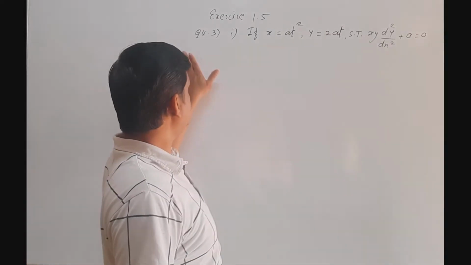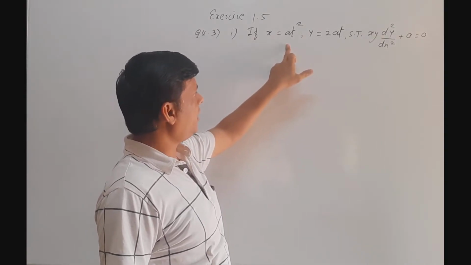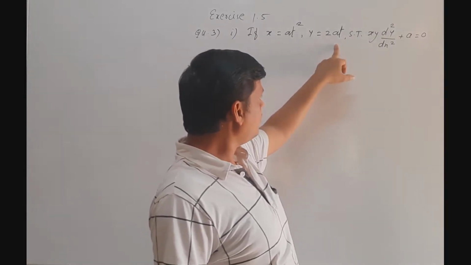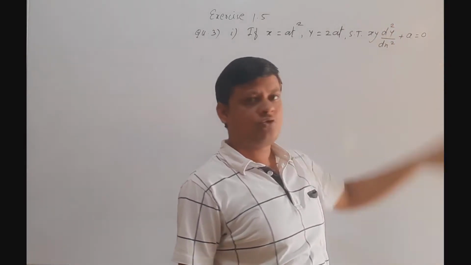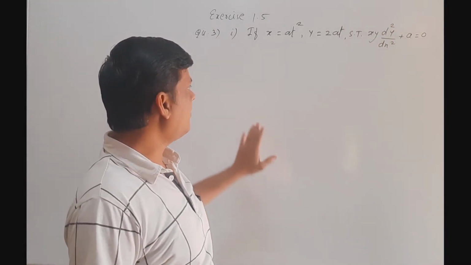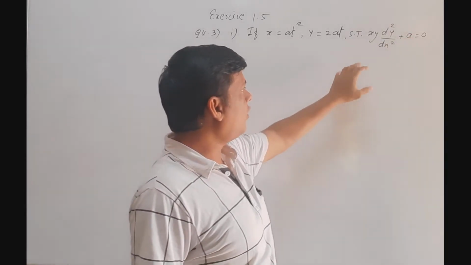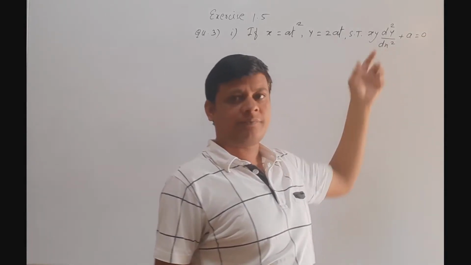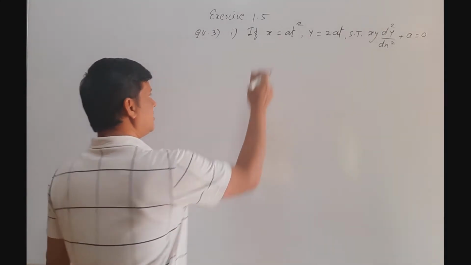Now see next question, question number 3, sub question 1. If x equals a t square, y equals 2at, show that xy d2y by dx2 plus a equals 0. That means first we have to find d2y by dx2, then we have to arrange in this way. So first we differentiate the given two functions x and y.